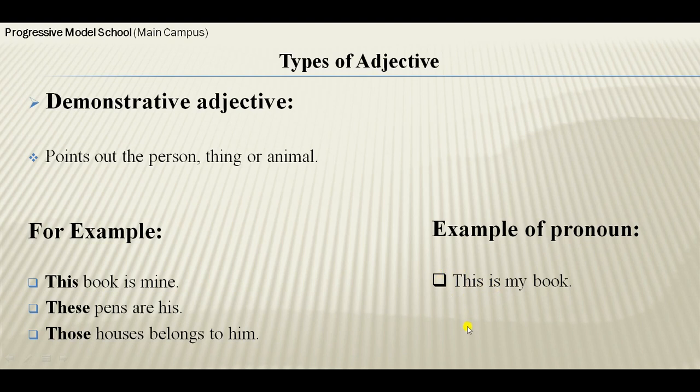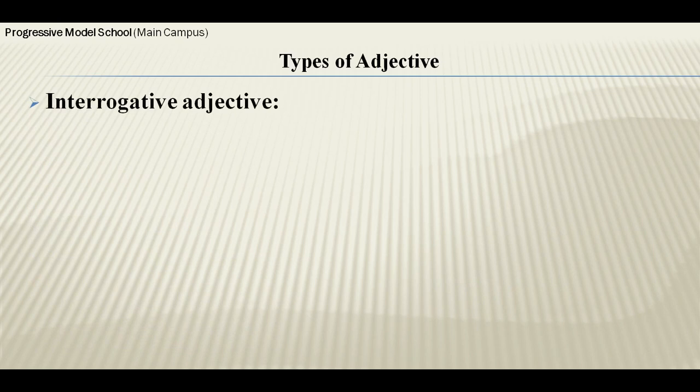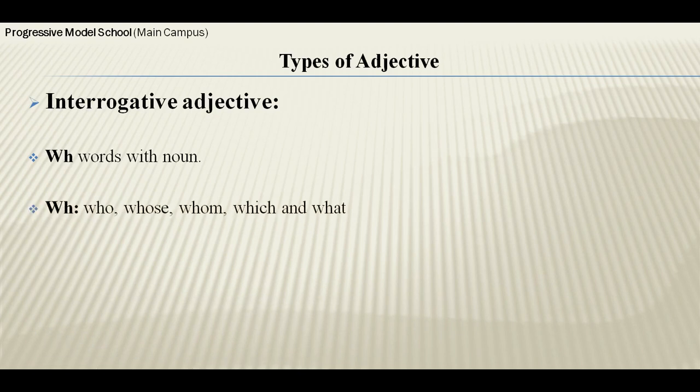So now look into the next adjective, interrogative adjective. These are WH words that are used with a noun to ask a question. And WH words are who, whose, whom, which, what. For example, which book is yours? Here, which is used before the book and it is asking a question. So it's an interrogative adjective.